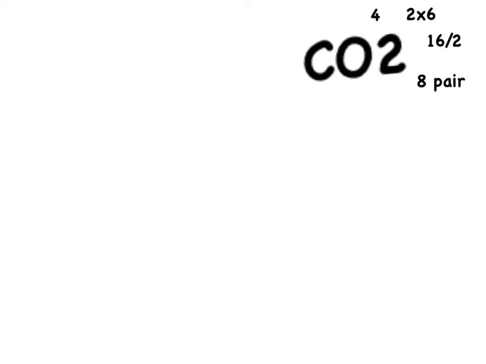We'll follow the same steps for carbon dioxide. Carbon has 4 valence electrons, and oxygen has 6 each. And we have 2 oxygens, so we have a total of 16 valence electrons, divided by 2 gives us 8 pairs of electrons that are available for bonding. Our next step is to determine the central atom, and of course we have carbon present, so that'll be our central atom.